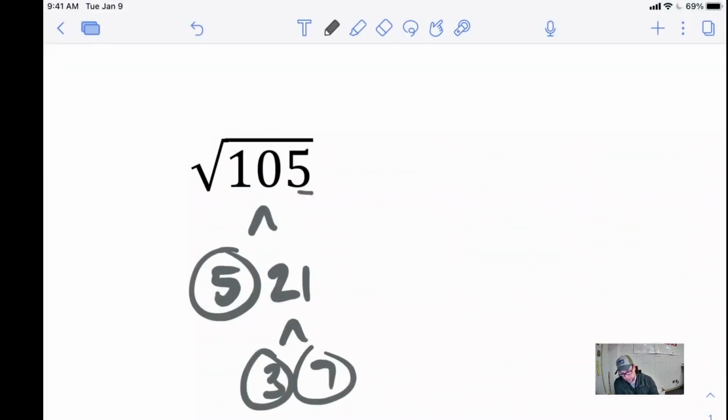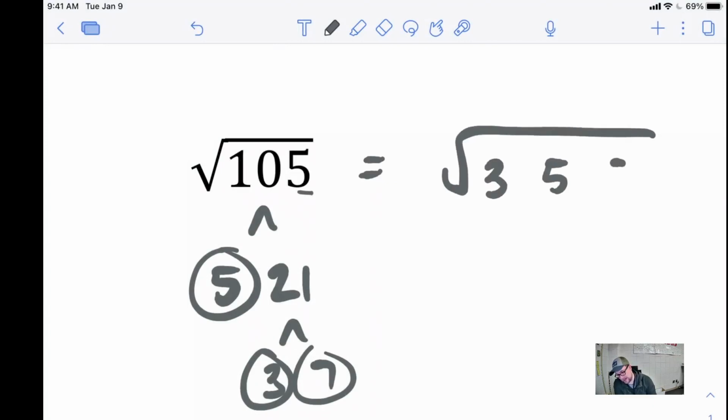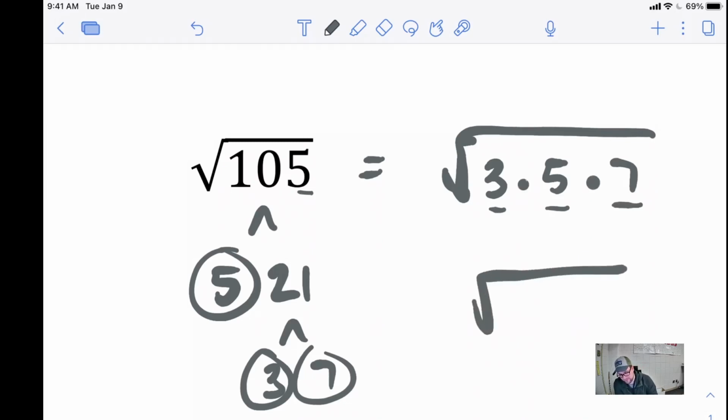Now, when I rewrite this over here, I'm going to have a 3, a 5, and a 7 on the inside. But if you notice, there's no 2 for 1 special that I can do here, right? I don't have 2 of the same thing because these are all different. So if I don't have anything that I can pull out, then my final answer, we just multiply these back together, and we're going to have 3 times 5 times 7.